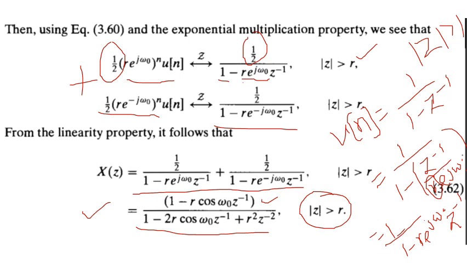So whenever we have a signal that is multiplied by an exponential, you can use this property to find out the region of convergence and the z transform. Let's move on to the next slide.